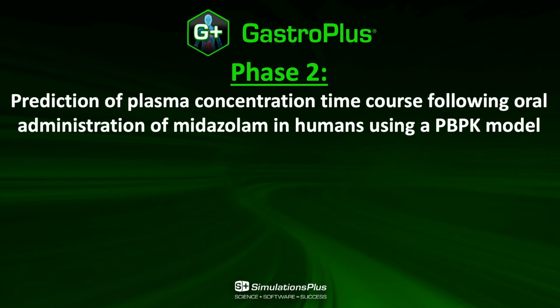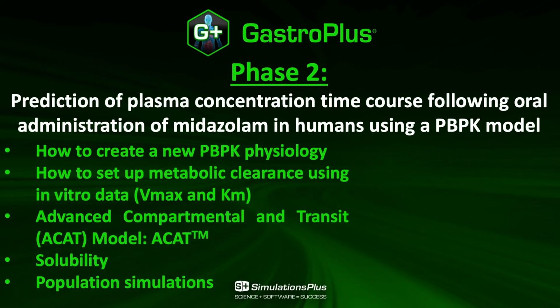The aim of this second phase is to predict the plasma concentration time course following the oral administration of midazolam in human using a PBPK model. To achieve this goal, we will first create the new PBPK physiology. I will show you how to set up the metabolic clearance using in vitro data, especially the Vmax and Km parameters.